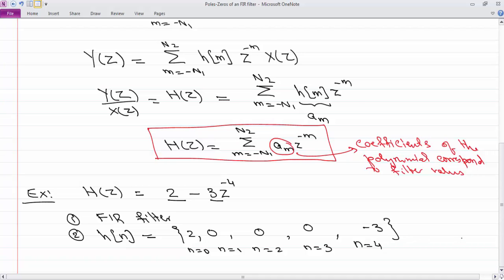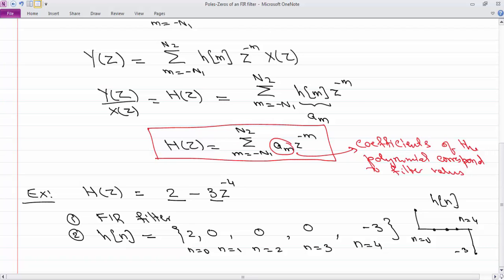So there is a one-to-one correspondence between the Z transform, the polynomial that you get for an FIR filter, and its coefficients and the values of the filter. Now you can just draw the filter. This is 2 at n equal to 0, 0, 0, 0, and then minus 3 at n equal to 4. Right? This is your Hn.